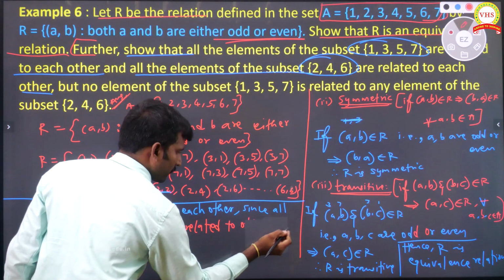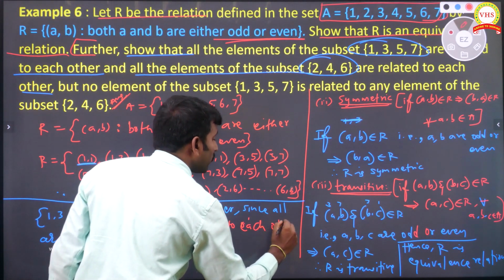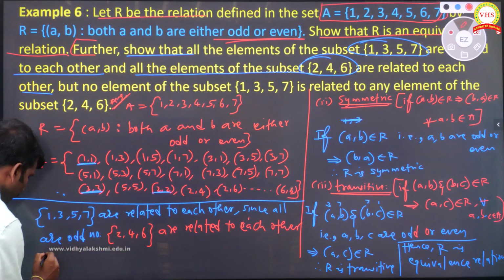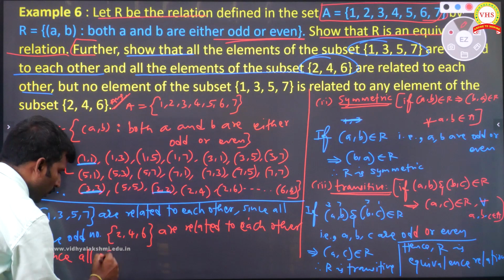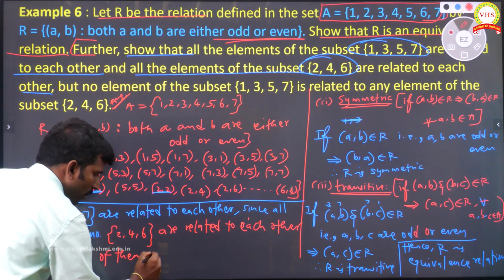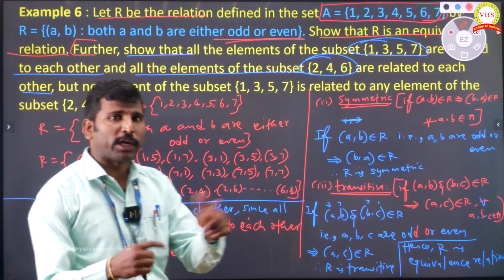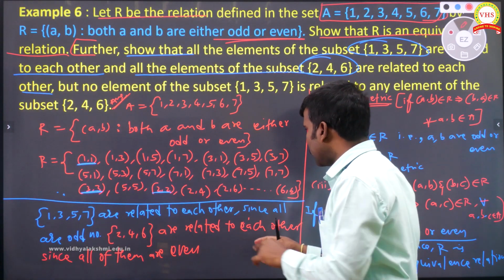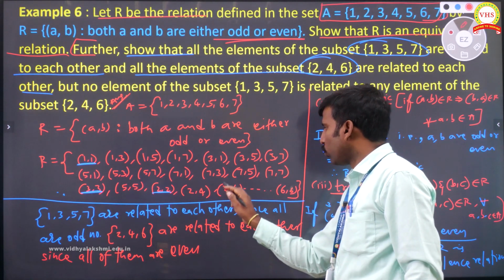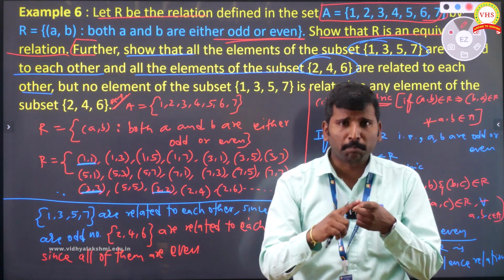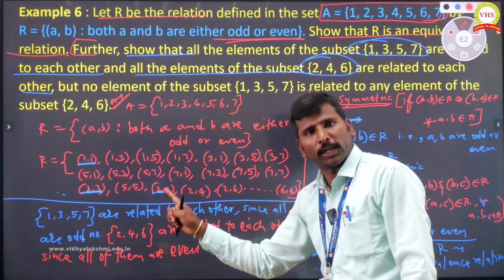Related to each other. Why? Since all of them are even numbers. See, even is going for the relation with even. If I am taking a 2, 2 is going to an even number. So an even number will be related to an even number. So 2, 4, 6 are surely related to each other.